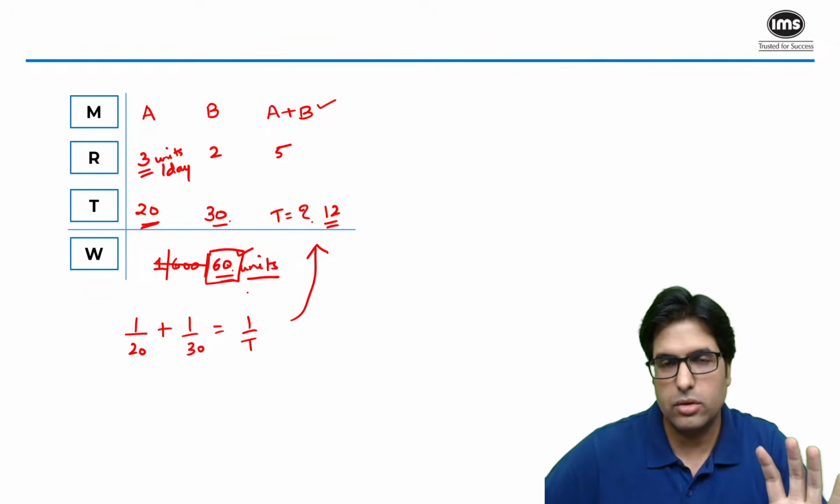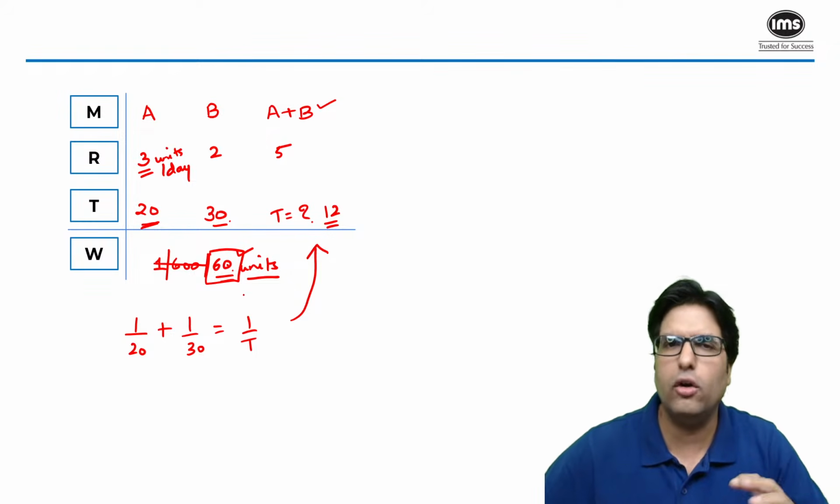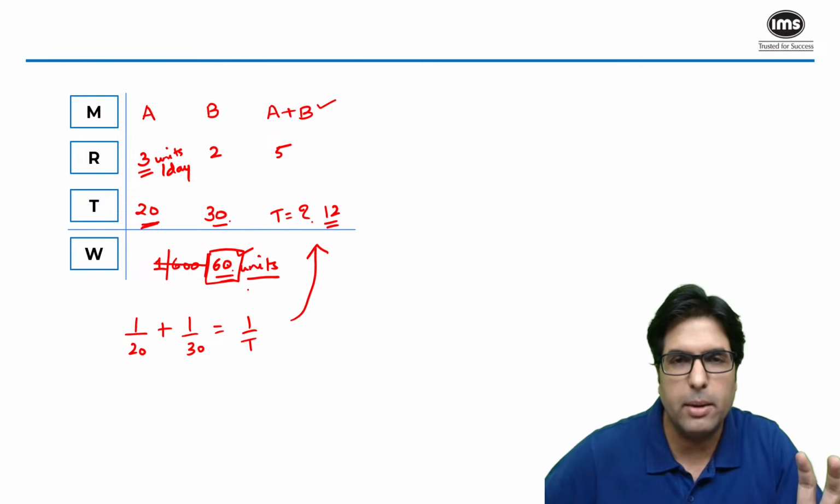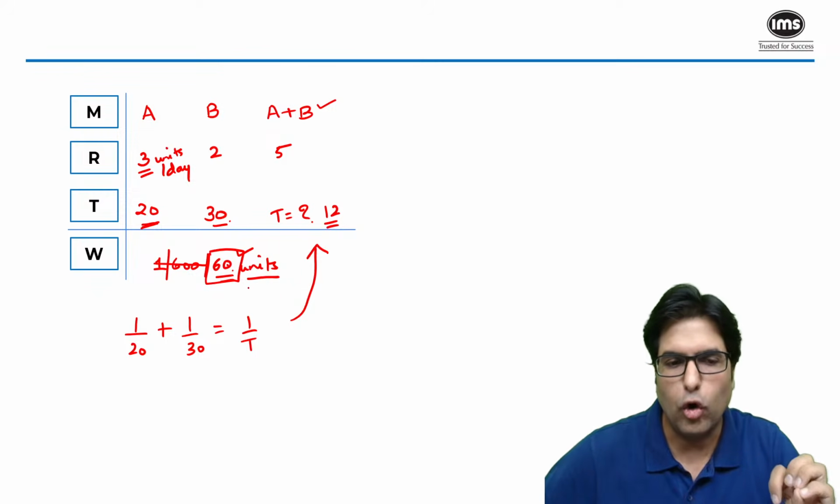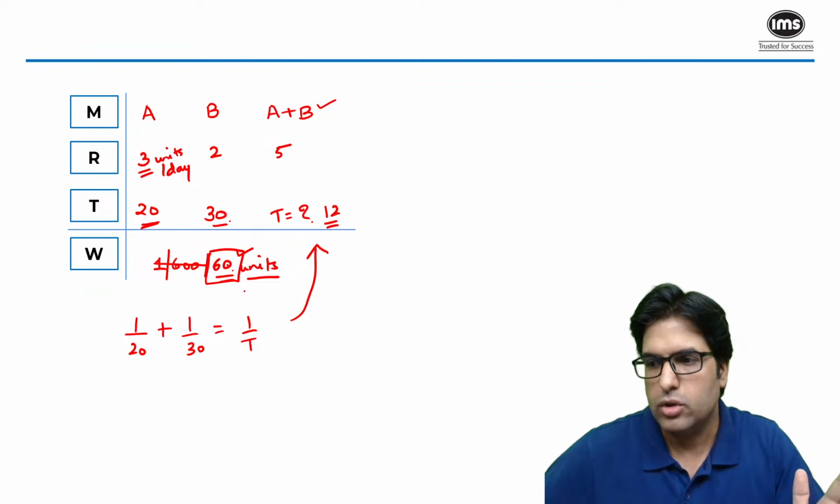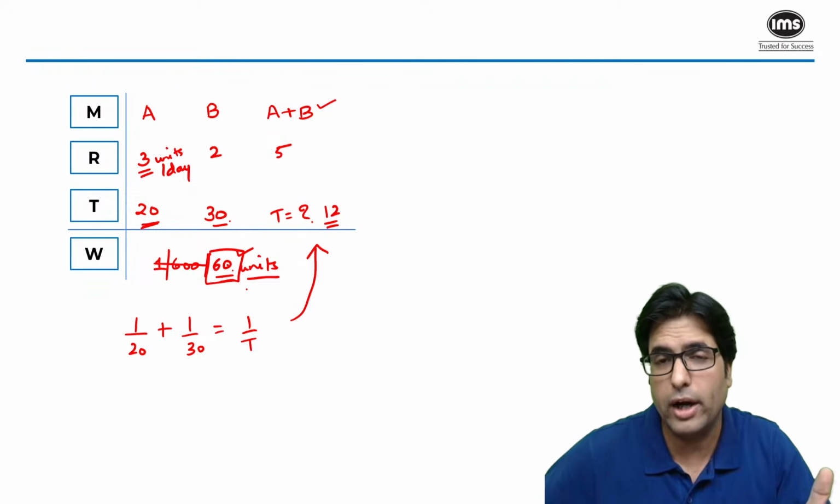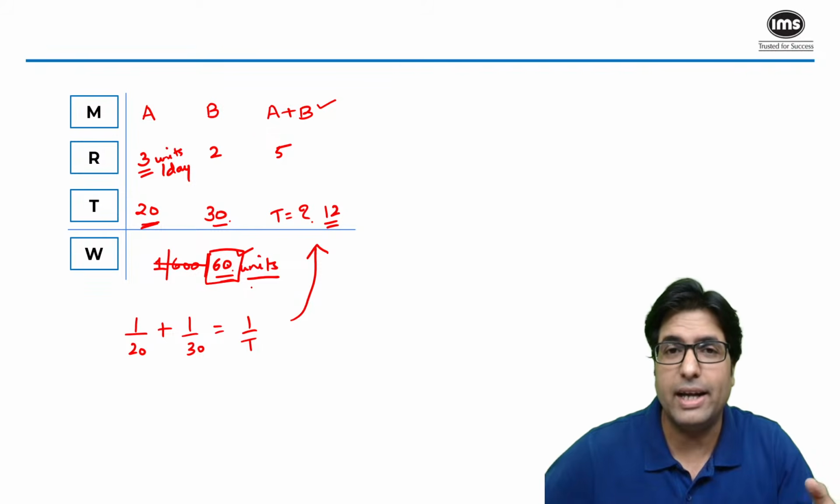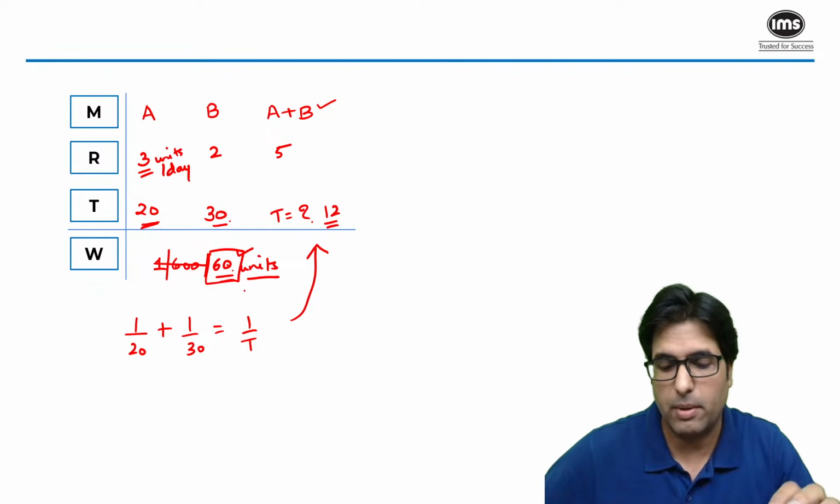So having understood this, and this was just so that all of us, from any part of the country that you're watching, are on the same page with regards to what this structure MRTW is. So M refers to men, R refers to rate or efficiency, T for time, and the product of all these three is proportional to work.